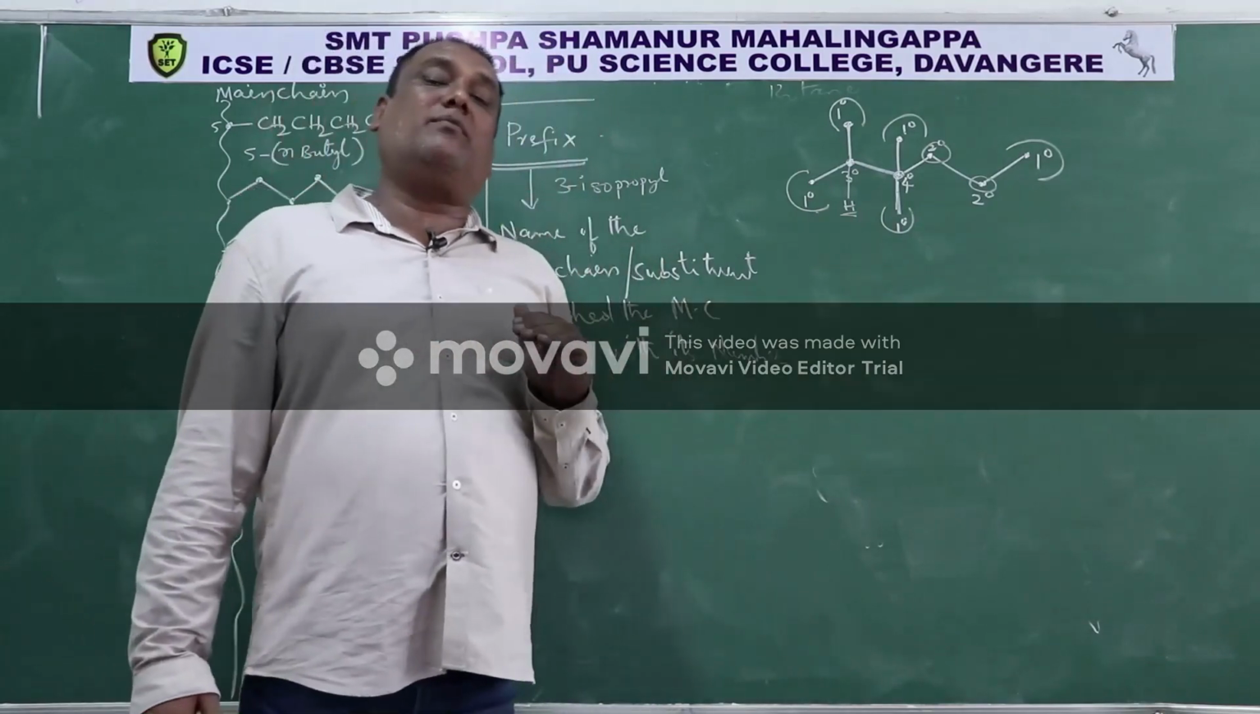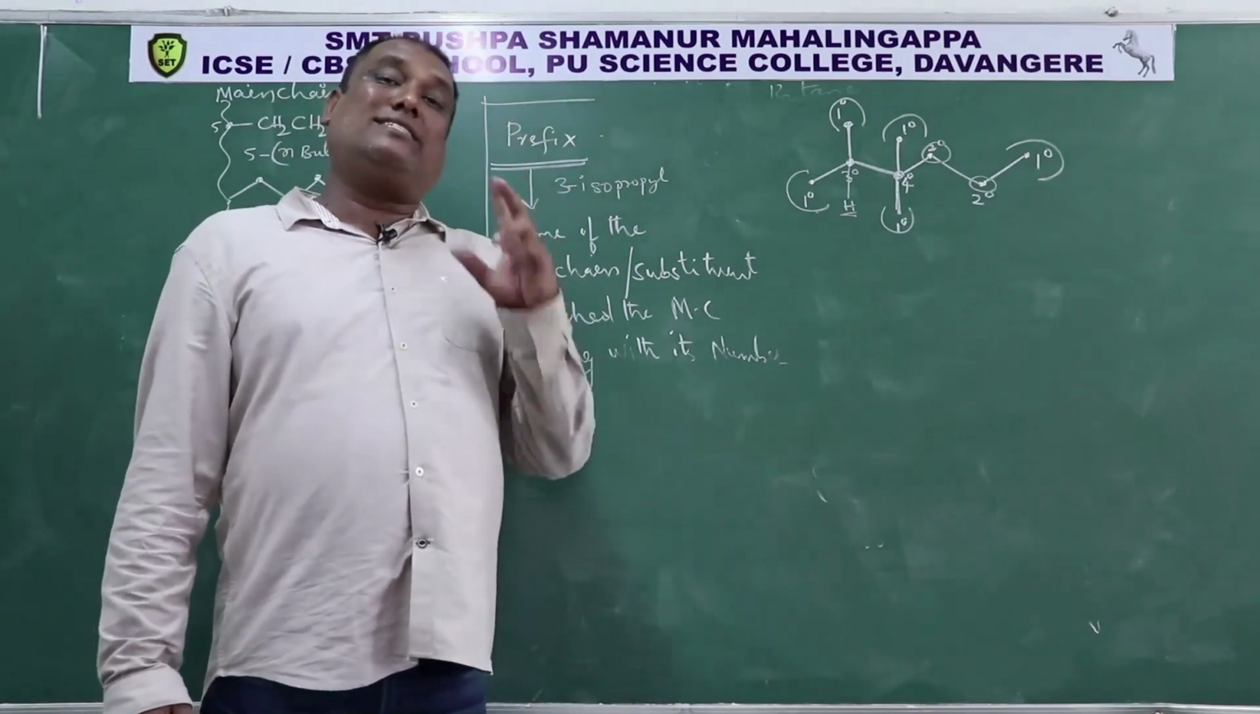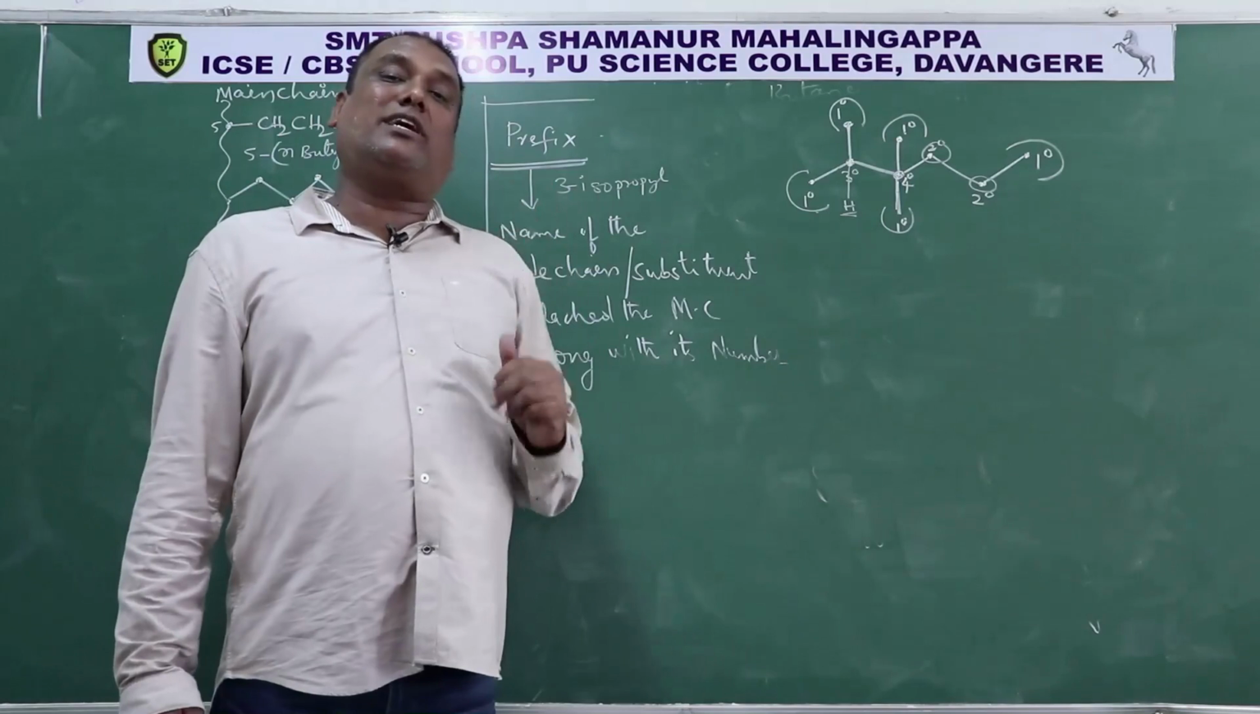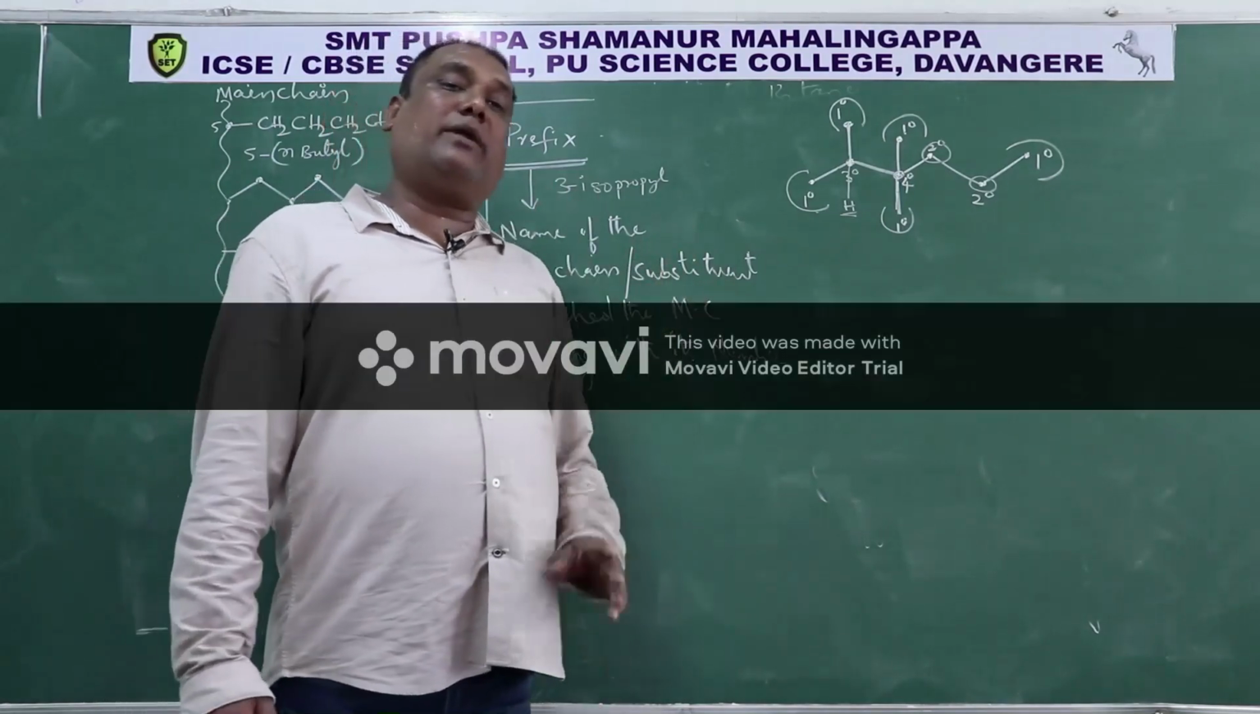What is tertiary carbon? A carbon atom attached to 3 other carbons is called tertiary carbon. What is secondary carbon? A carbon atom attached to 2 other carbons is called secondary carbon. A carbon atom attached to only one other carbon atom is called primary carbon.